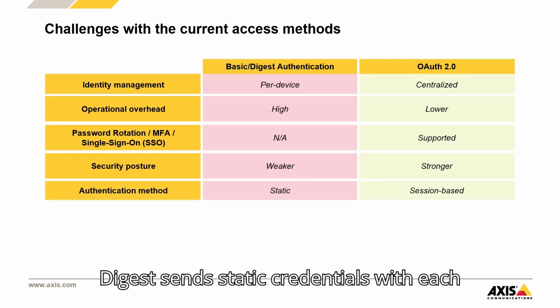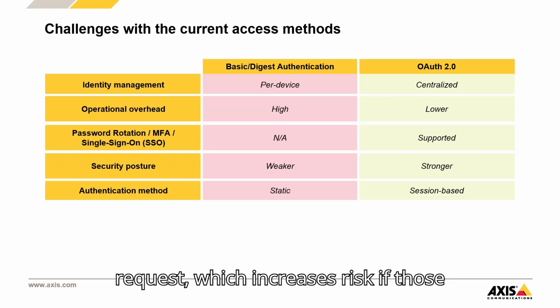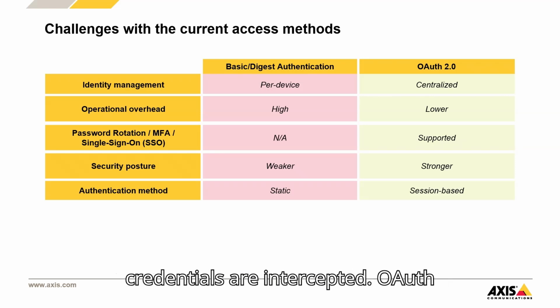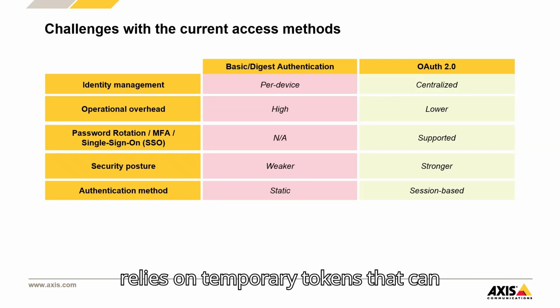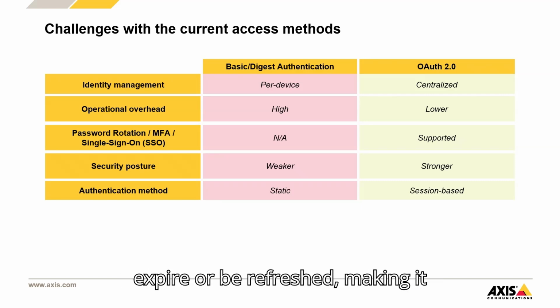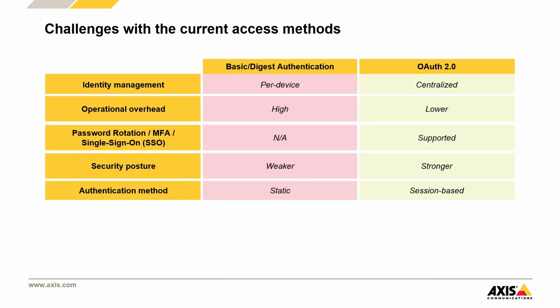Basic digest sends static credentials with each request, which increases risk if those credentials are intercepted. OAuth relies on temporary tokens that can expire or be refreshed, making it safer and more flexible.